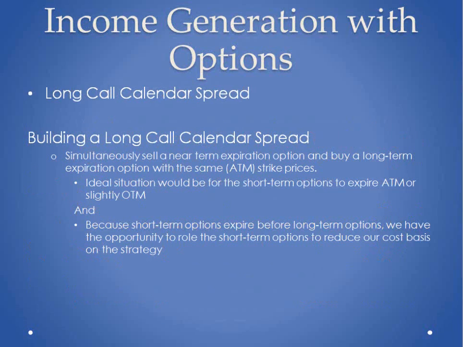In building a long call calendar spread, you simultaneously sell a near-term expiration option and buy a longer term expiration option with the same at the money strike price. Like I said, the ideal situation would be at the money, but you can use slightly out of the money, or the nearest strike that would be out of the money. And because short-term options expire before long-term options, we have the opportunity to roll the short-term options to reduce our cost basis on the strategy.